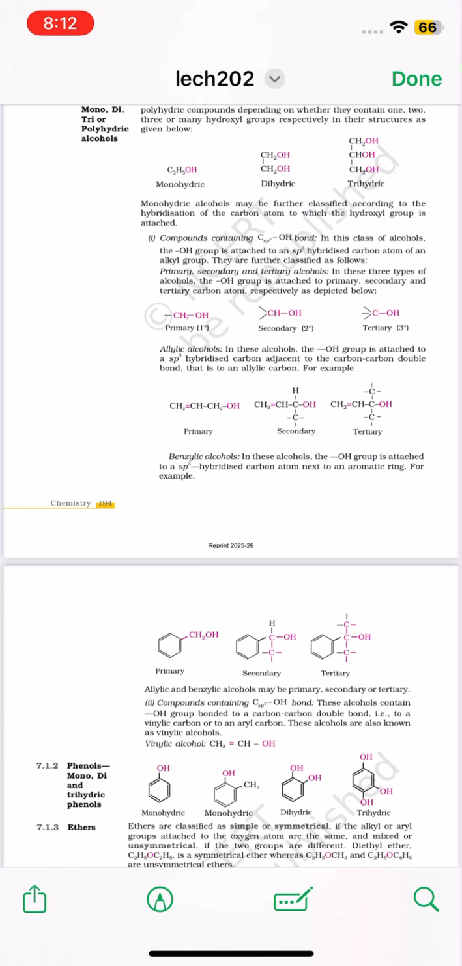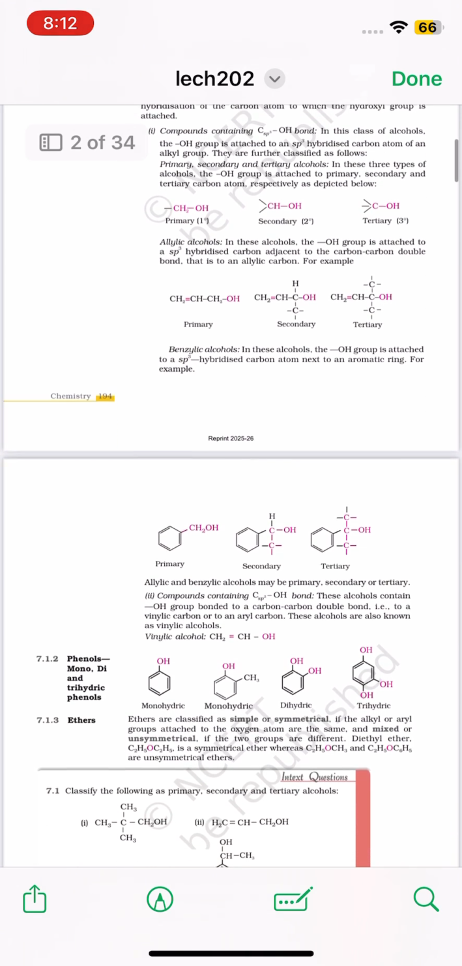They are further classified as primary, secondary and tertiary alcohols. In these three types of alcohols, the OH group is attached to primary, secondary and tertiary carbon atoms respectively, as depicted below. In primary, only one carbon is attached to the CH2OH, and in secondary, the CHOH has two carbons attached, and similarly in tertiary, three carbons are attached, and there is only one OH.